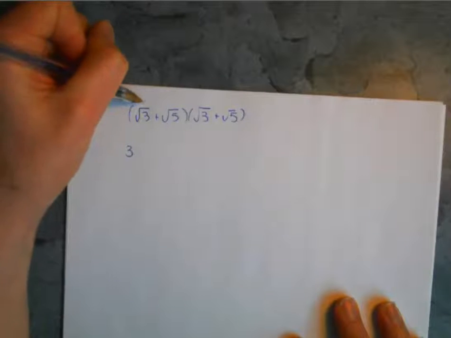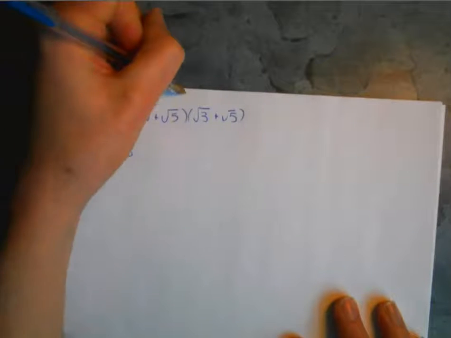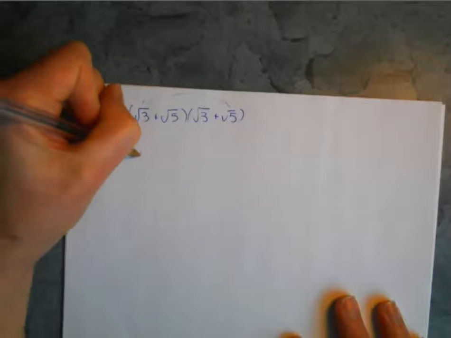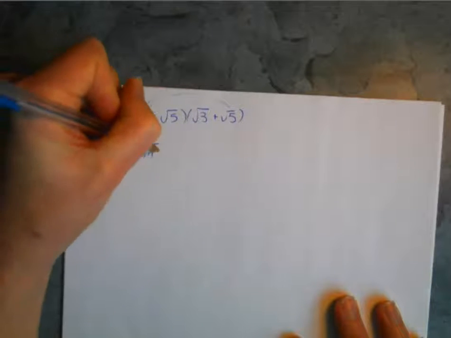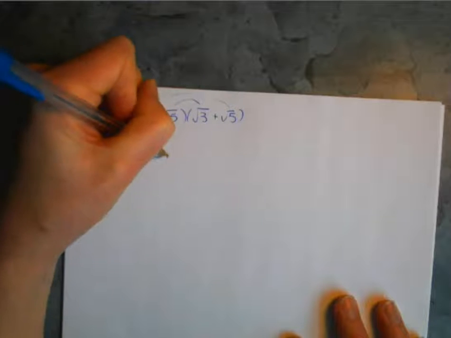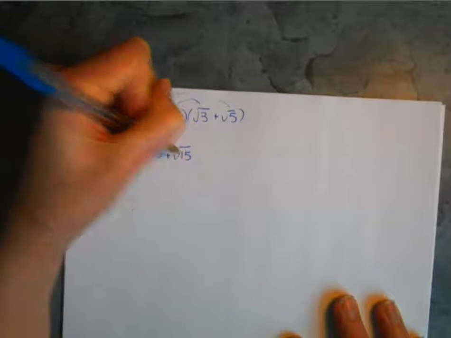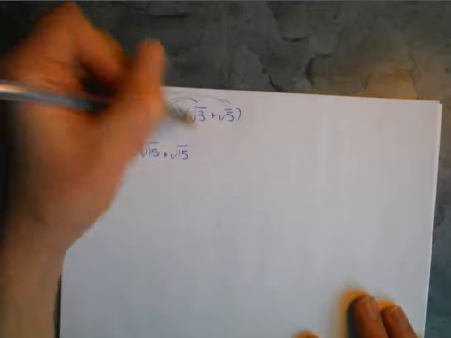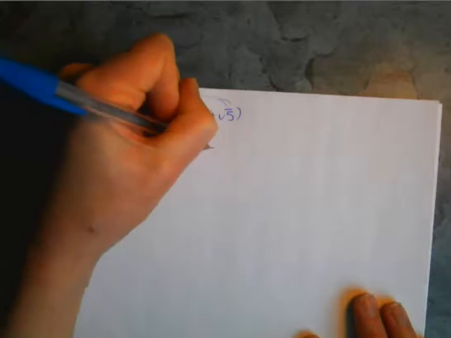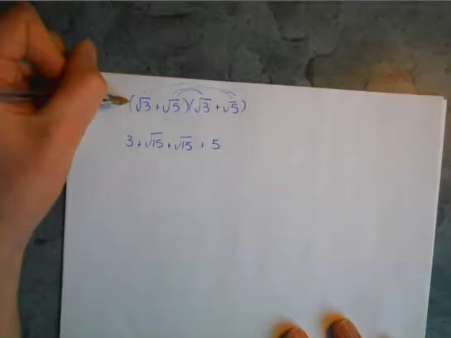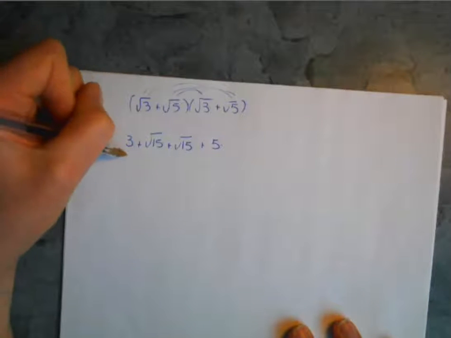And then FOIL, so outside terms, so root 3 times root 5, and so that's going to be plus root 15. And then inside, so root 5 times root 3 again, which is going to be another plus root 15. And then last, so root 5 times root 5, again, is going to undo the root, so we have just plain old 5.